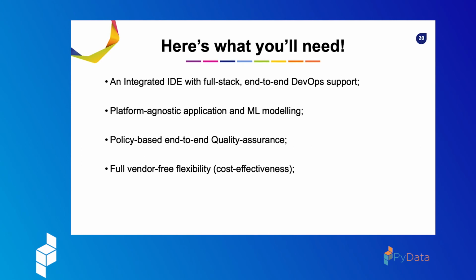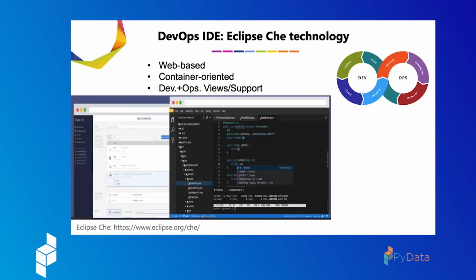Now, in the scope of those application and ML modeling, you might also want to ensure quality of your applications. And that is exactly where the flexibility needs to come in, because on the one hand, you have your cost effectiveness, but on the other hand, you want to maintain specific qualities like security or privacy, or even simply maintainability. And that's especially where RADON comes in. We have, in fact, realized an integrated development environment, which is, by the way, web-based and container-oriented. So Eclipse Che is a new spin-off of the well-known Eclipse modeling and software development environment, which integrates all sorts of operations view as well.